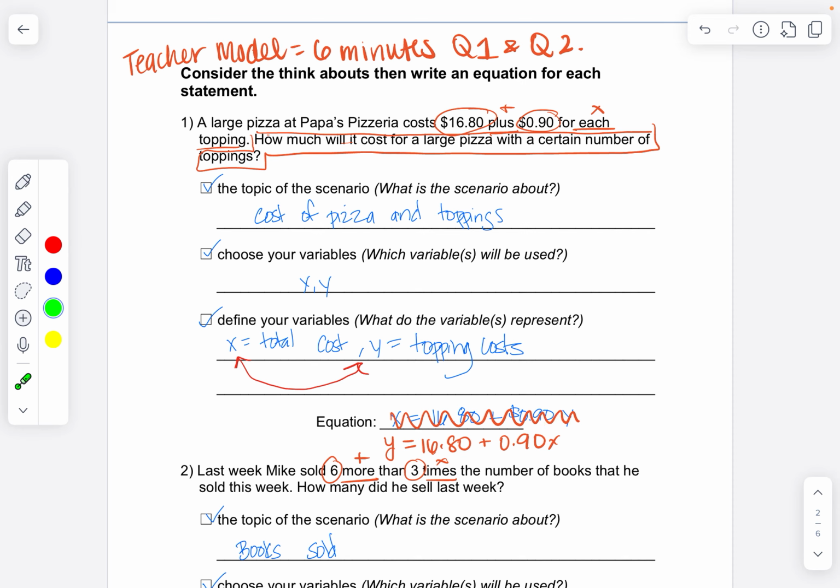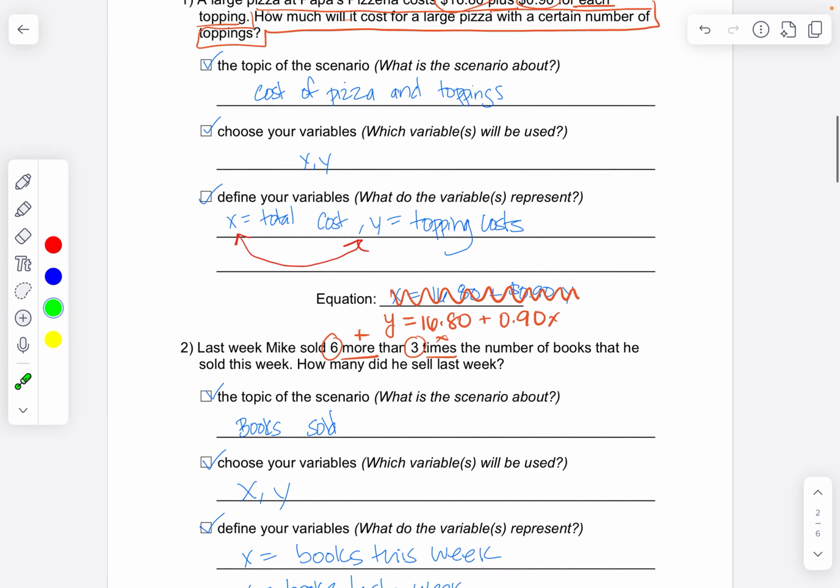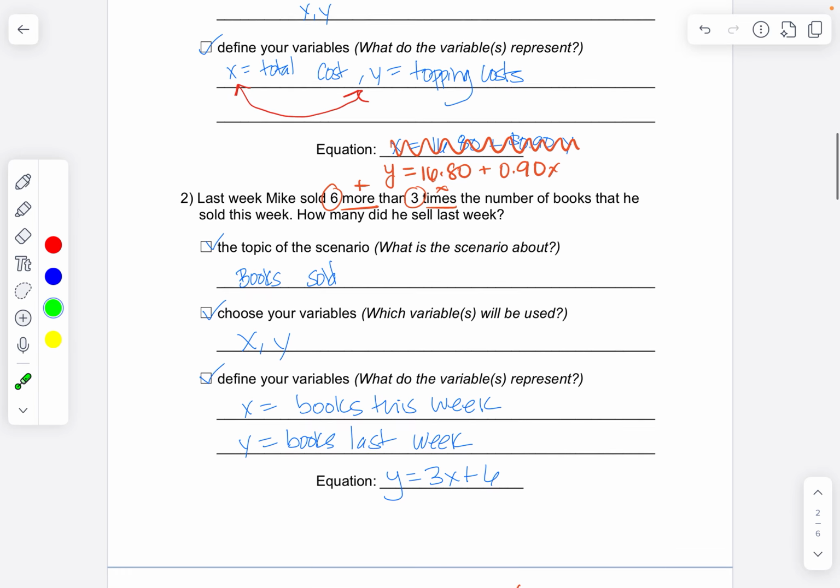But let's say I want pepperoni and cheese. Then pepperoni and sausage. Now I'm going to plug in the number 2 here to be able to solve. Let's say I want pepperoni, sausage, and onions. That's going to be 3 that I'm going to plug into that space. So that's why this formula works. Now let's look at question 2.